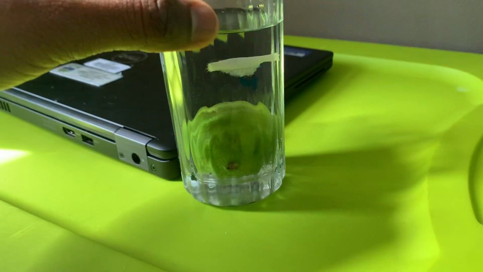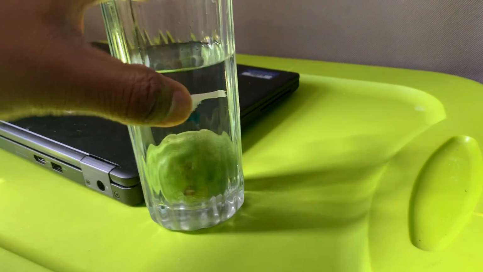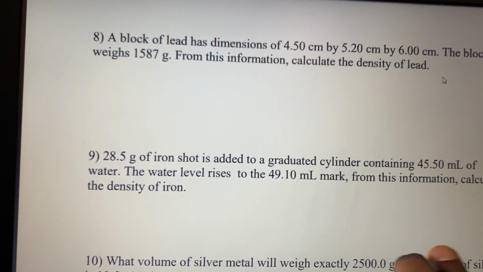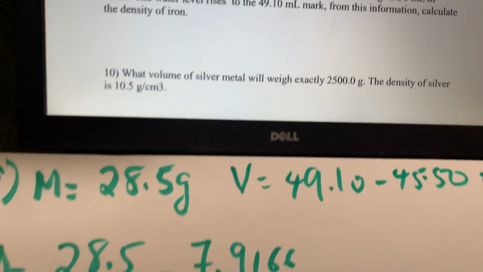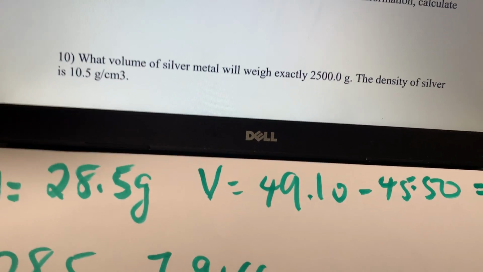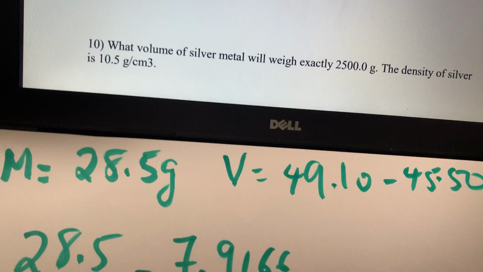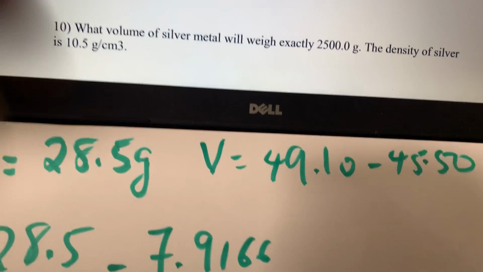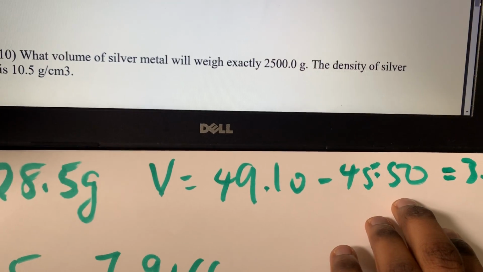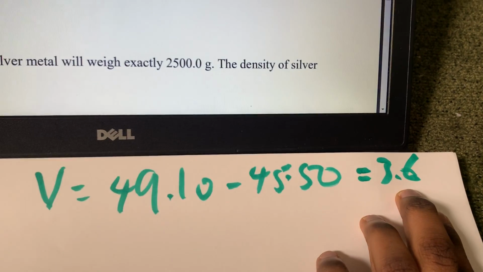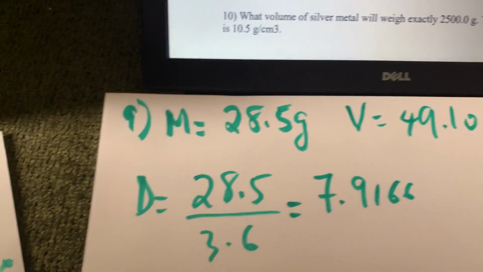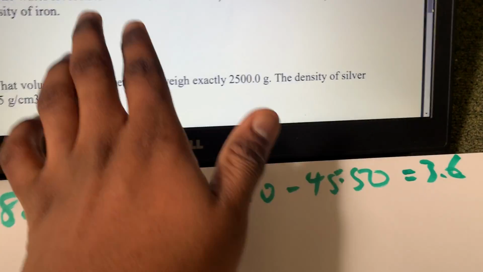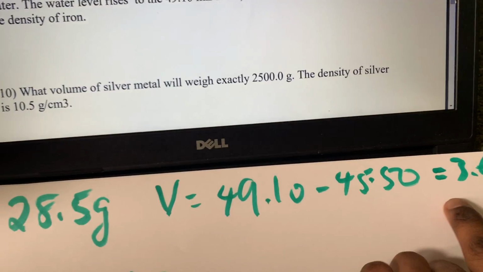So you want to calculate it. You want to use the total one and subtract from it the one that was inside. So the total is 49.10, which is the total after you put the iron inside the water, and the water itself is 45.50. Then when you subtract it, you get 3.6. I hope it makes sense. So when you subtract, you're going to get 3.6, which is now the volume. The volume is neither of the two, but you need to subtract to get the volume.